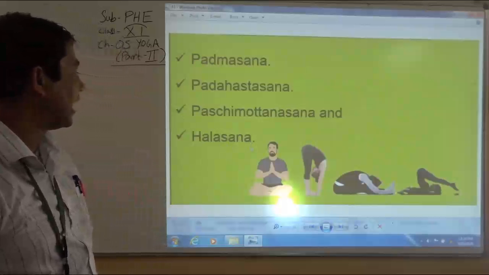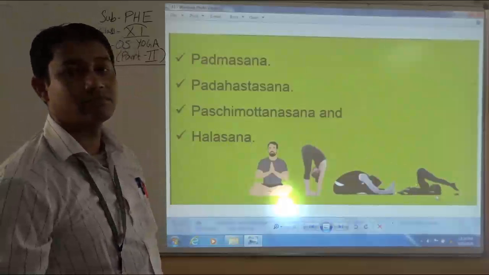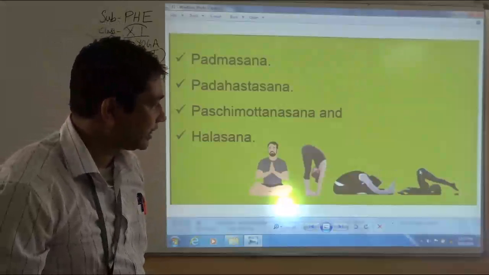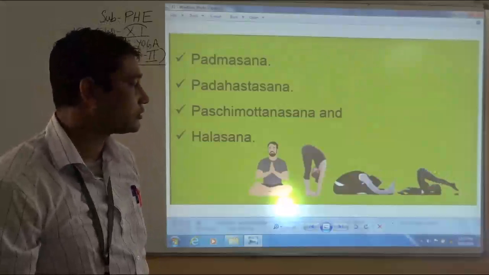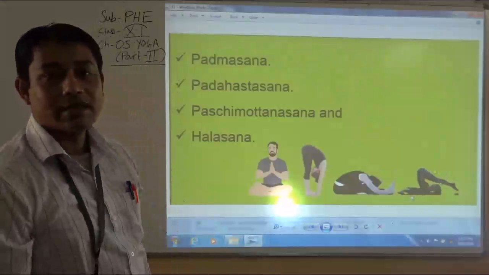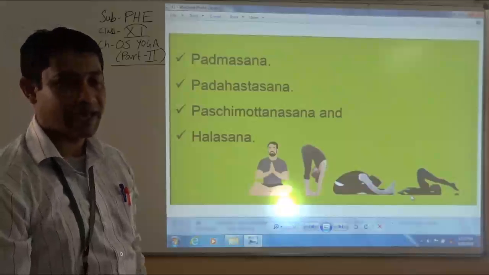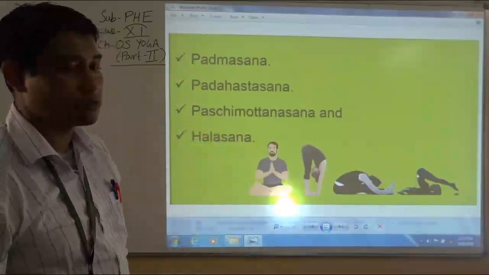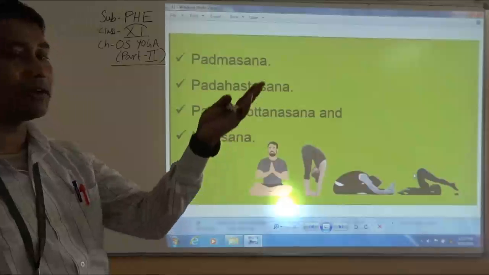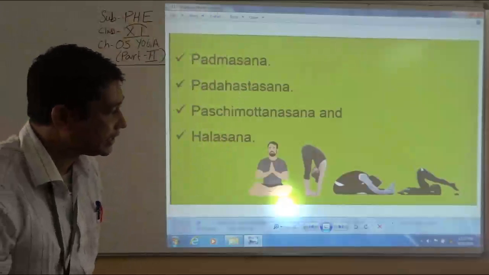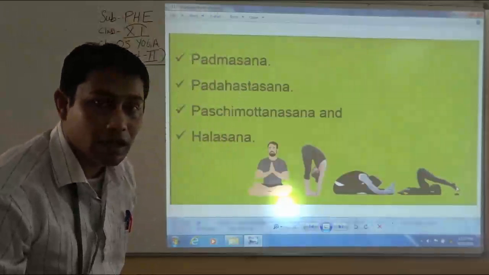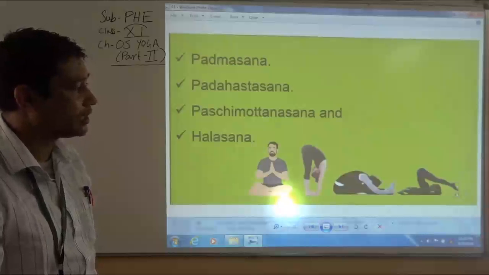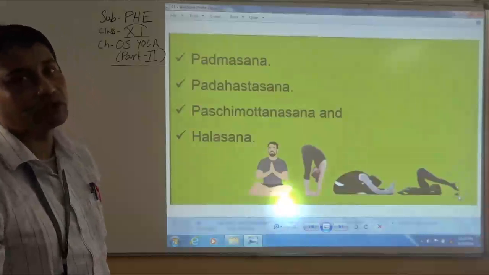The last one is Halasana. In Halasana, what happens, students? The subject needs to first of all lie down in supine position, hands at the sides. Now from there the subject needs to arch his lower body up and take both his legs to the back side, and both the legs should try to touch the floor.